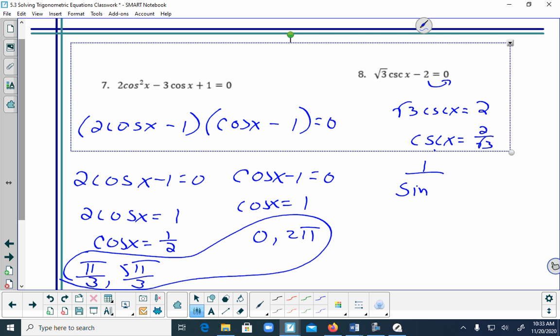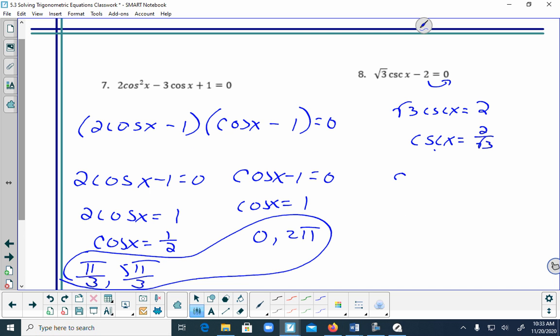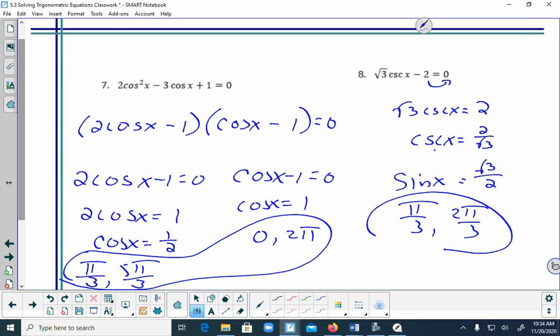So cosecant is equal to 1 over sine. So when I find the sine of x, I'm just going to do the reciprocal of this, which is the positive square root of 3 over 2. Again, it's just the positive square root of 3 over 2. And that happens at pi over 3 and 2 pi over 3. And those are my only 2 answers because it wanted one lap around the unit circle.